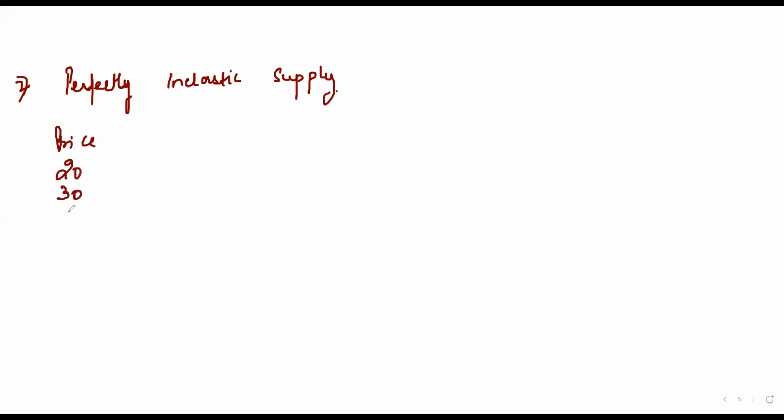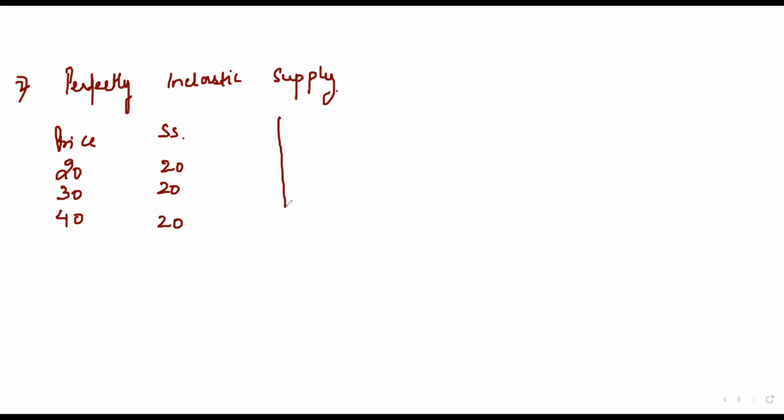Next, we're going to perfectly inelastic supply. Now, what is perfectly inelastic supply? That is when supply basically does not change with price. Okay. So in that situation, the price will increase. It's going to become 20, 30, 40. But you will observe that your supply in units will remain the same. That means irrespective of the price in the market, the supply is not going to change.